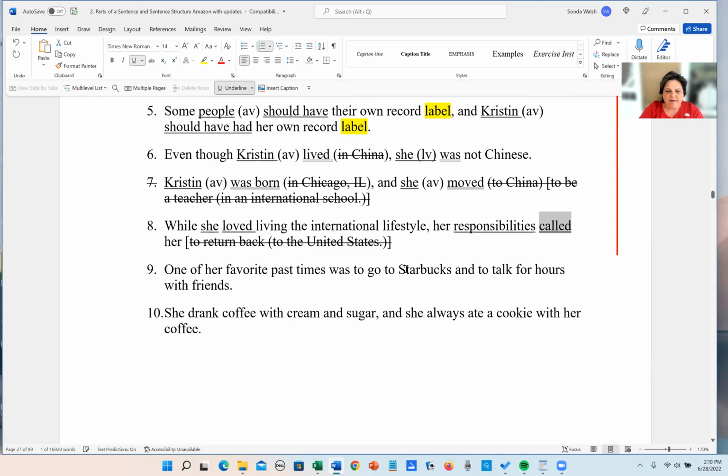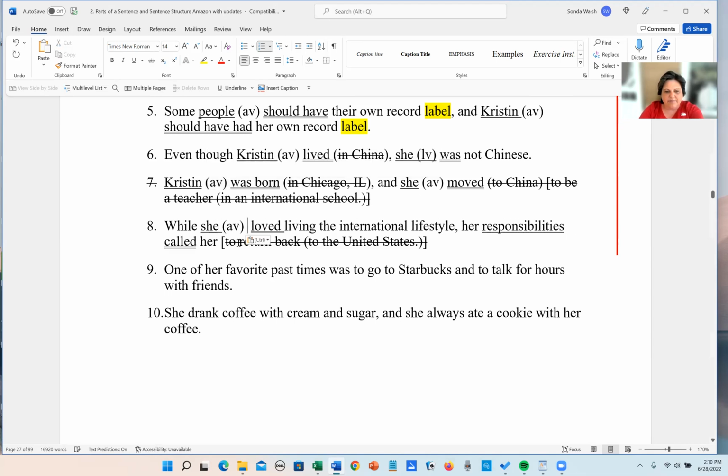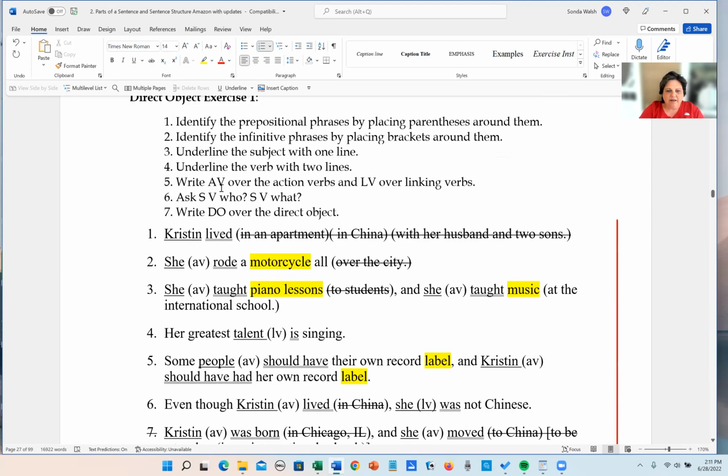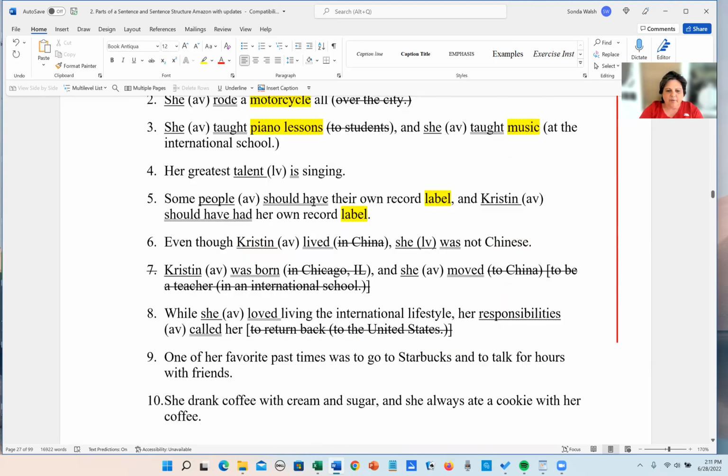Okay, the next step is to identify whether it's an action verb or a linking verb. Since it has an ed, this is an action verb. And called is an action verb. All right, so now we can move on to the next step. Since we have action verbs, ask subject verb who, subject verb what.